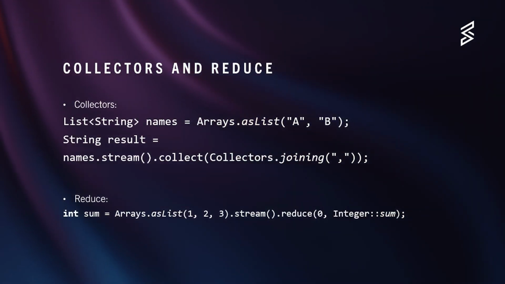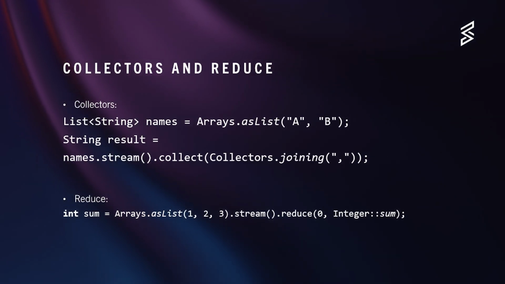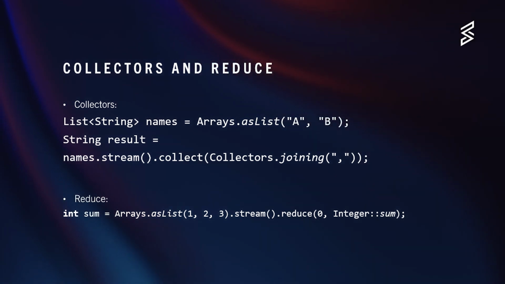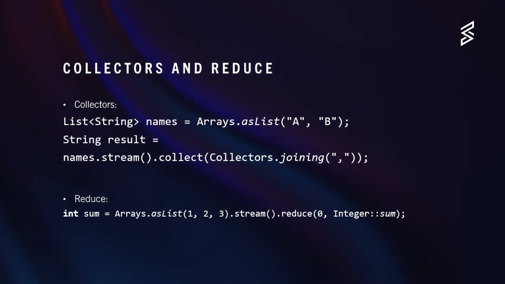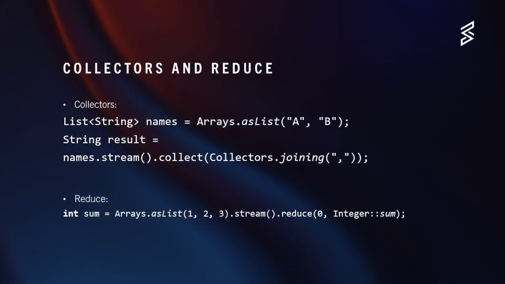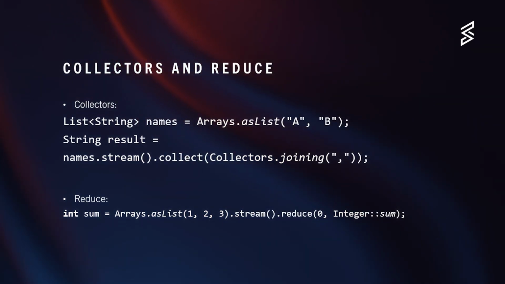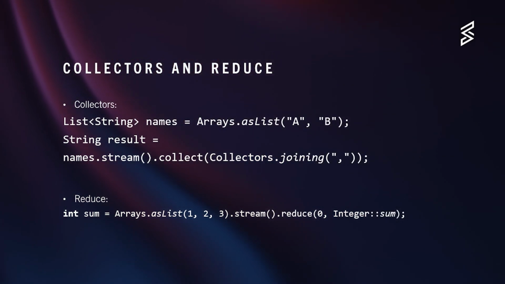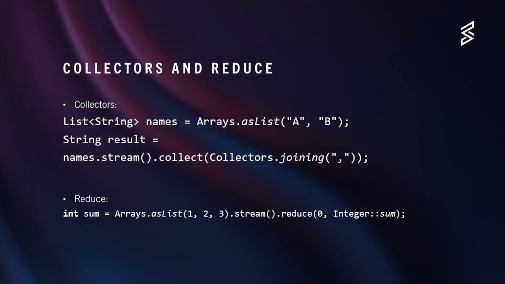Java 8's Streams API includes collectors to aggregate results and reduce for combining elements. For example: names.stream().collect(Collectors.joining(", ")) and toSum of integers: Arrays.asList(1, 2, 3).stream().reduce(0, Integer::sum). These patterns are common in data transformation pipelines.